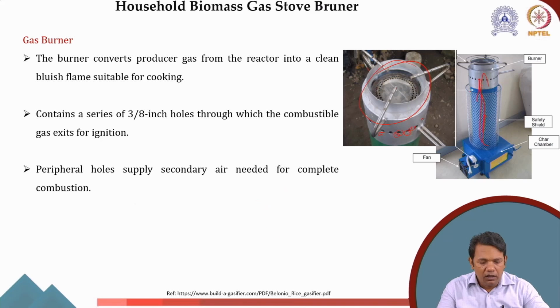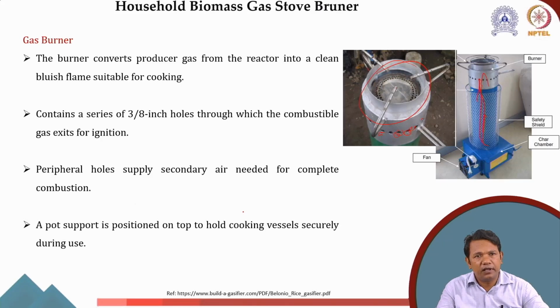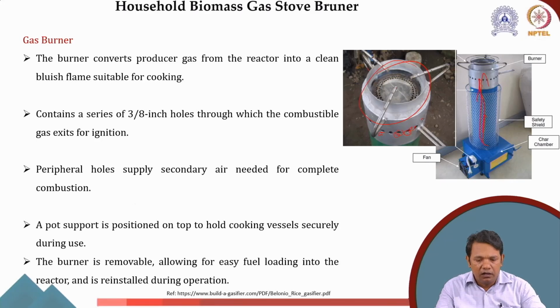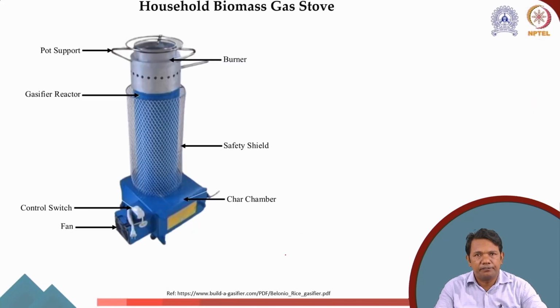So like this. The peripheral holes supply secondary air needed for complete combustion, and a pot support is positioned on the top to hold the cooking vessel securely during use. This burner is removable, allowing for easy fuel loading into the reactor. So you can open it like this, and then you can easily reload the reactor and reinstall the burner later on to start the process.